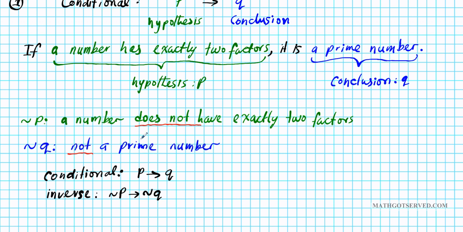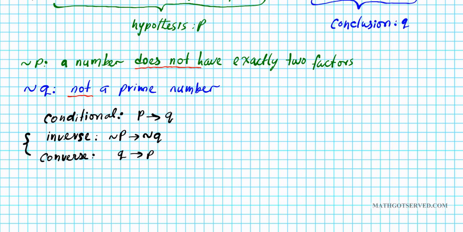If a number does not have exactly two factors, it is not a prime number. That's the inverse. Now what is the converse? The converse is when you switch the order. Q implies P. All right? So if we combine these together, it gives us the contrapositive. The contrapositive is not Q implies not P. So we just form a statement using this as the hypothesis and that as the conclusion, and we are done.